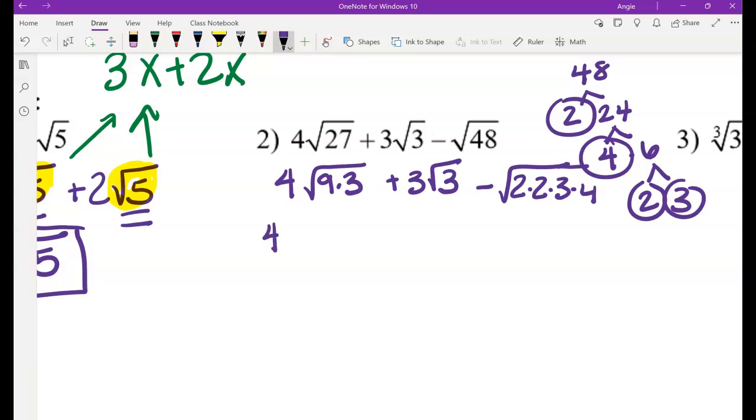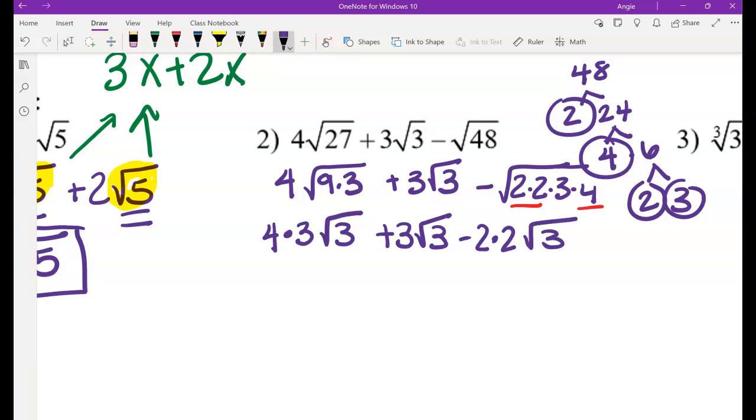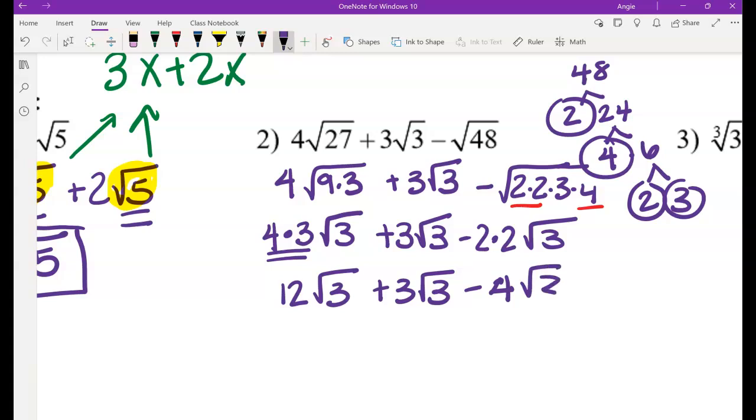So 4 times square root of 9, y'all, is going to be 3. And then square root of 3 cannot be simplified, so that will stay. Drop down 3 rad 3. We can simplify a 2 and another 2, so outside is going to say 2 times 2. Rad 3 cannot be simplified because it's not a square number. On the outside, 4 times 3, students, is 12. 12 rad 3. Drop down your 3 rad 3. Then on the outside, 2 times 2 is now 4 rad 3.